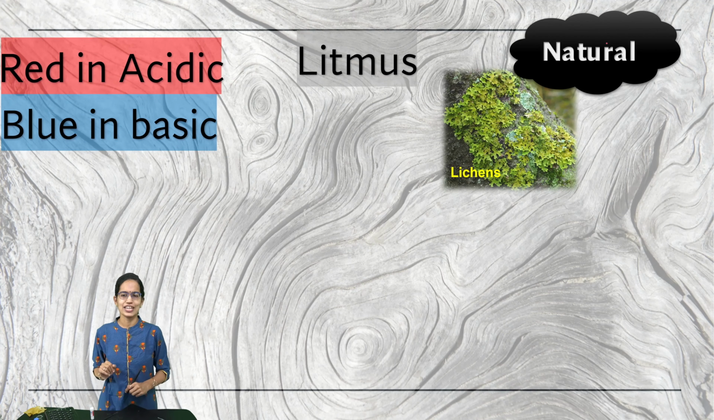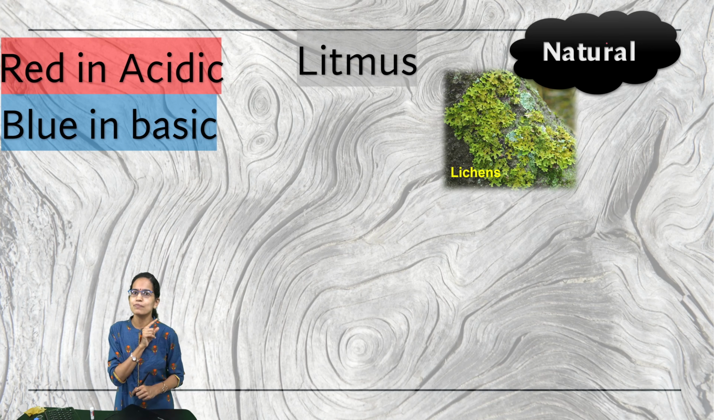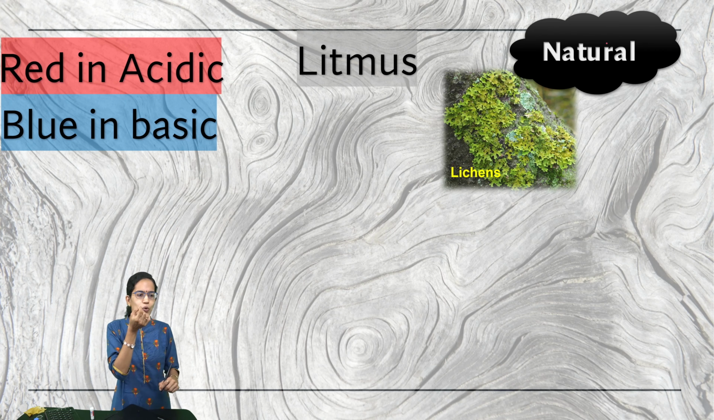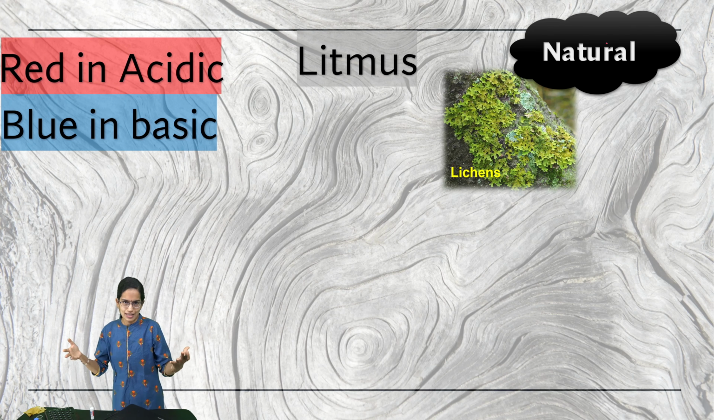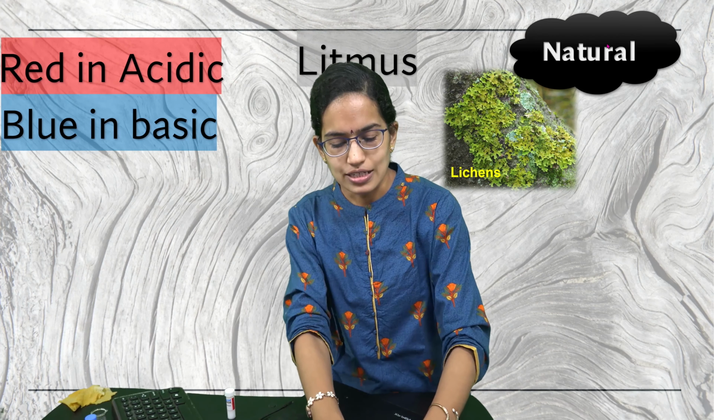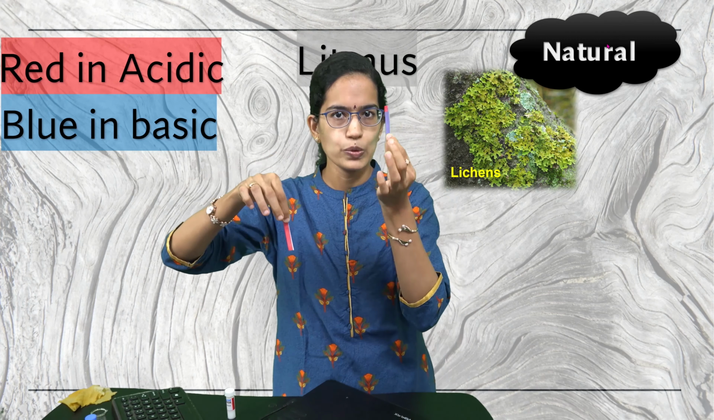The first natural indicator that we talk about is litmus. You might wonder, this litmus is obtained from what? This litmus is natural. It is obtained from lichens. And originally it is purple in color in distilled water. For the laboratories, we do have 2 litmus papers which are commonly used. Those are the red litmus and the blue litmus. I have an example of a red litmus here and a blue litmus here.